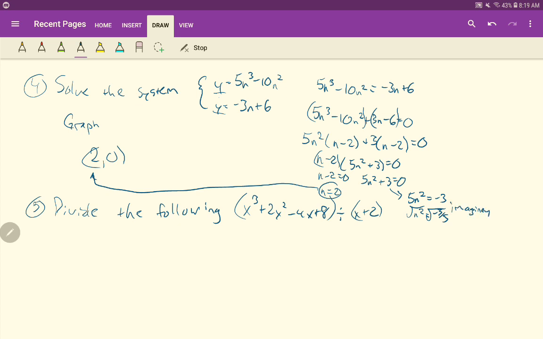Okay, and so for our system here, that's why it didn't show up in the graph. Okay, we're just going to keep with real solutions here. So we'll just stick with that one, okay, and throw those out for right now.